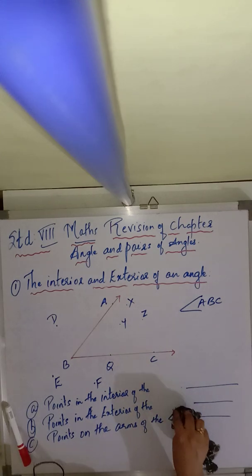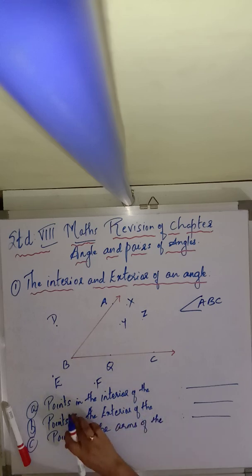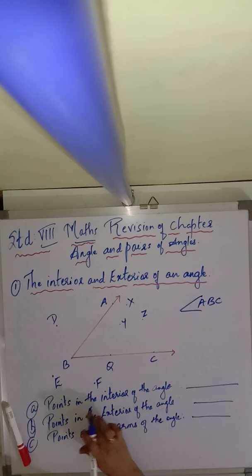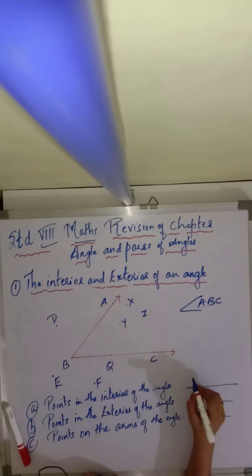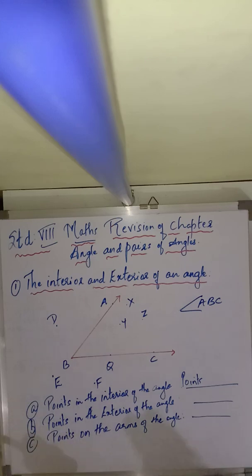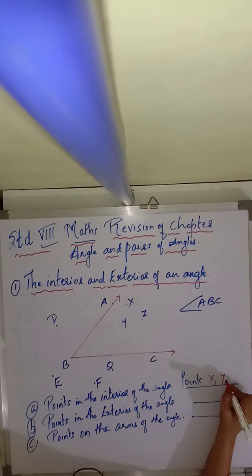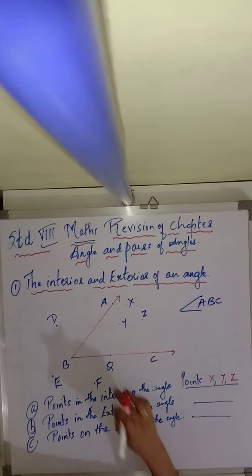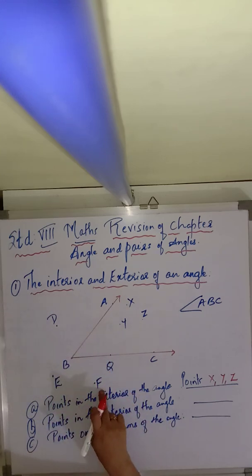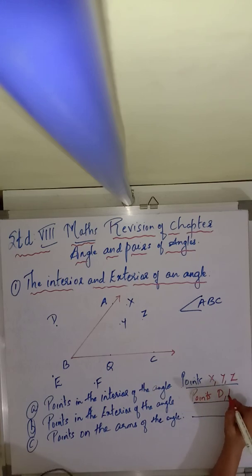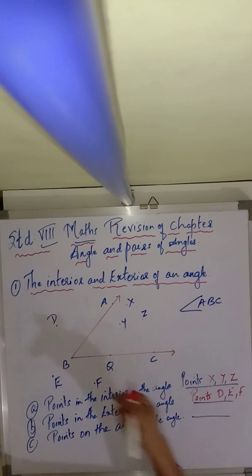So now children, you are going to write this way: points in the interior of the angle, points in the exterior of the angle, and points on the arms of the angle. First, the points in the interior are X, Y, Z. So you can write here points X, Y, Z. These are the points in the interior. Now points in the exterior are points D, E, F. Clear children?